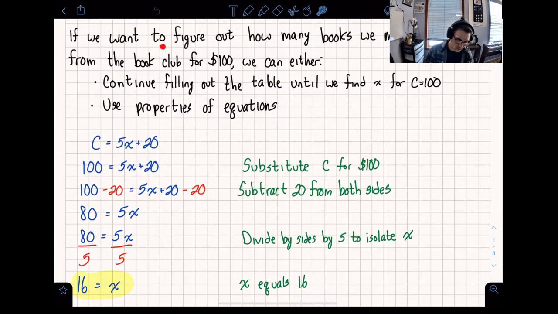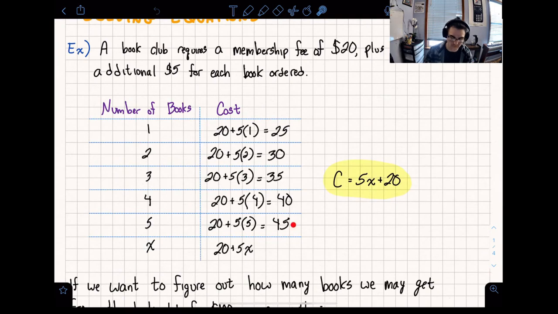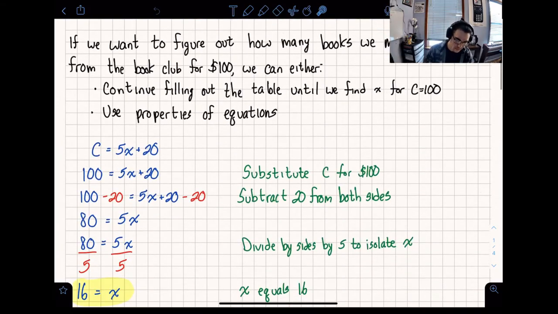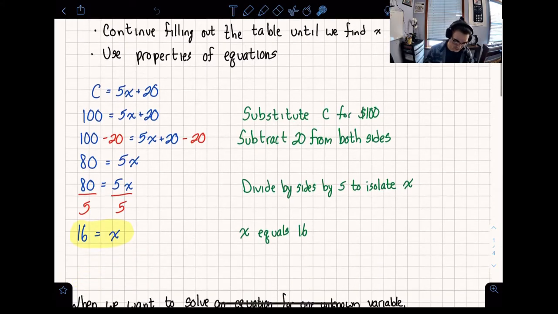Now, if we want to figure out how many books we may get from the book club for $100, we have 2 options here. We can continue filling out the table until we find the x for C equals 100, but we left off at 45, so getting up to C equals 100 would take a while, and we don't want to do that. Or alternatively, we can use the properties of equations. Okay, and here's how we can go about this.